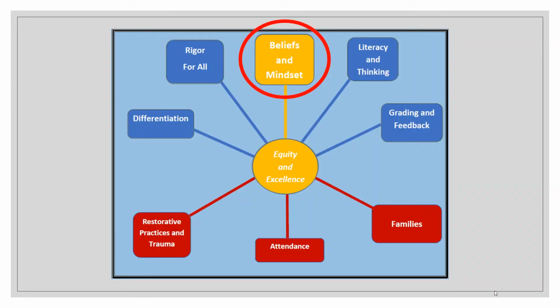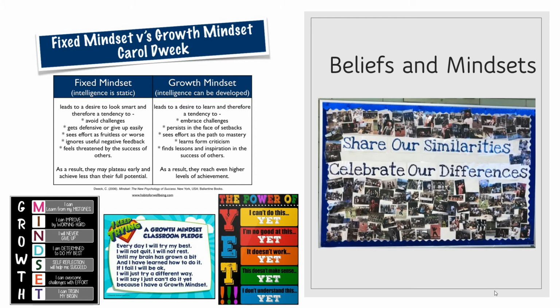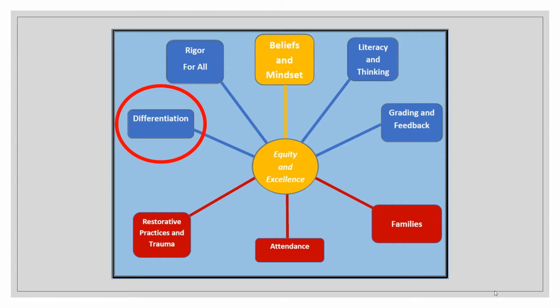The next part we're going to focus on is beliefs and mindsets. This really focuses on the idea that we have to help our students build a mindset where they feel like they can achieve that greatness that we're talking about. Looking at Carol Dweck's work of fixed mindset versus growth mindset, students may feel like they can't do something, but there's the power of yet: you may not be able to do it yet, but through support and a growth mindset, you're going to be able to achieve great things.